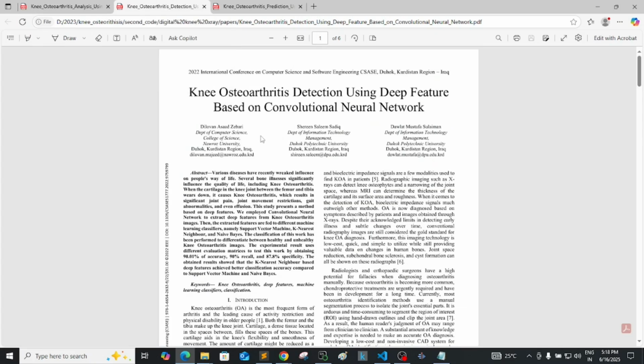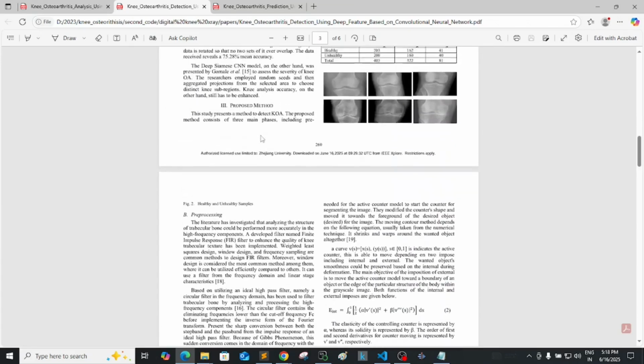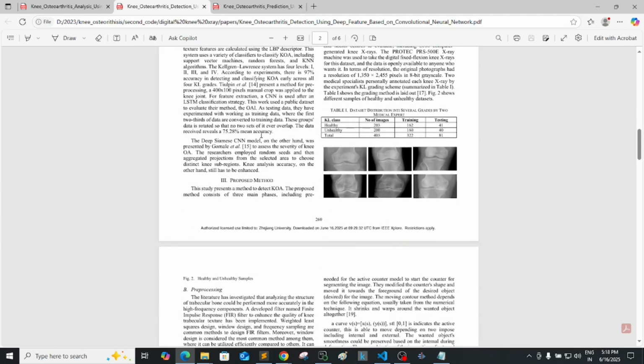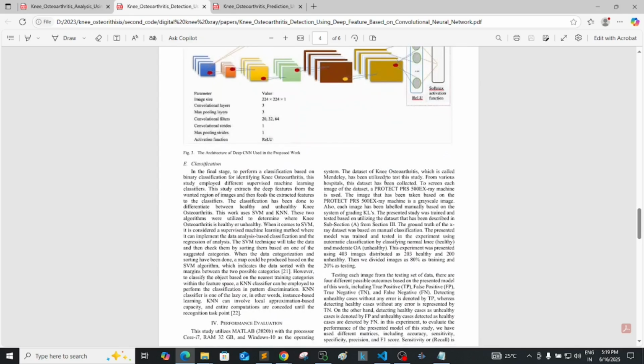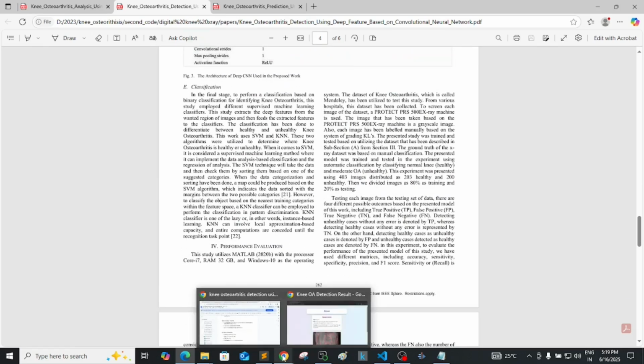And the second paper is Knee Osteoarthritis detection using deep features based on convolutional neural network. In this IEEE paper, this paper is again using only 3 classes, and this paper we will see now here. We already made a note of that.